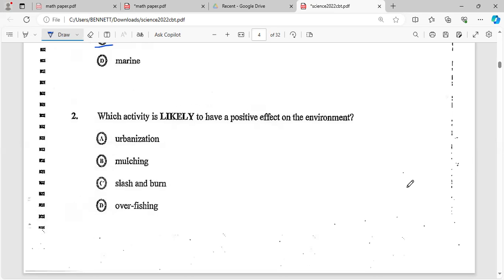Number 2 says, which activity is likely to have a positive effect on the environment? A, urbanization, B, mulching, C, slash and burn, or D, overfishing? And that would be B, mulching.